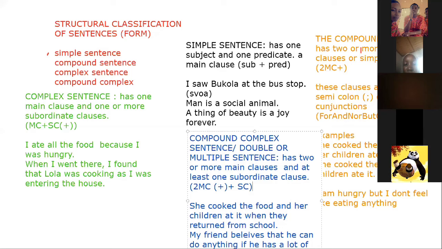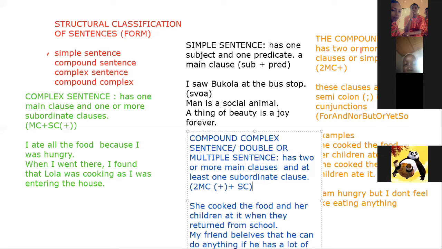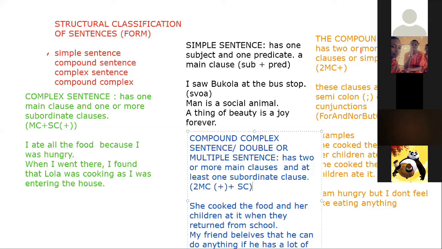So now I want you to do classwork for me. You have 5 minutes. Provide me 2 of each of these sentences. So you put it in the private chats. 2 of each of the sentences.